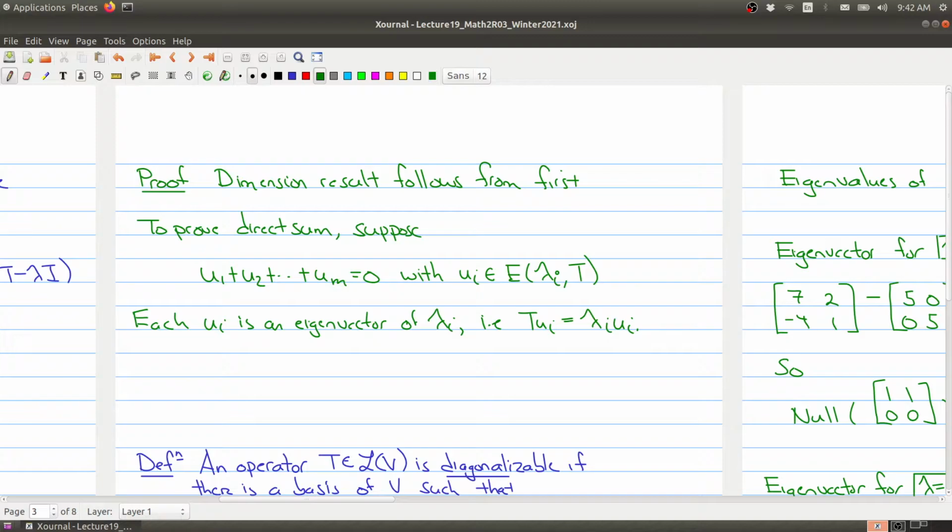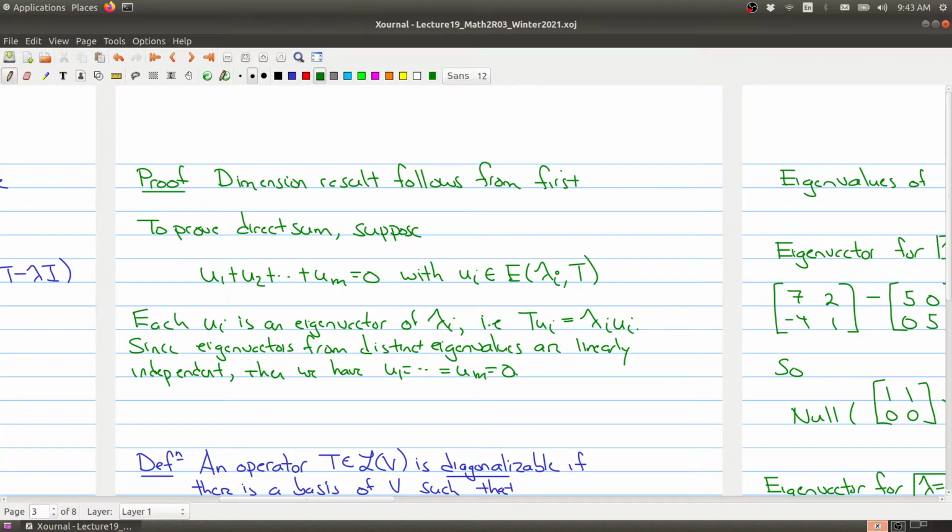Right? Now, each of these is an eigenvector, and we know that eigenvectors from distinct eigenvalues are linearly independent. So I'll write that out. Since eigenvectors from distinct eigenvalues are linearly independent, a property that we proved in a previous lecture, each ui has to be equal to 0. And that's actually all that we need to show in order to say that we have a direct sum of these subspaces.